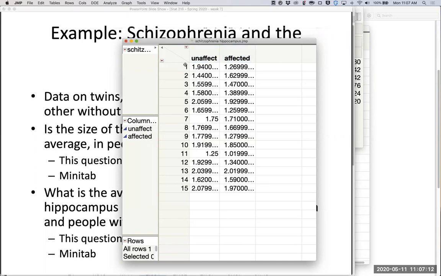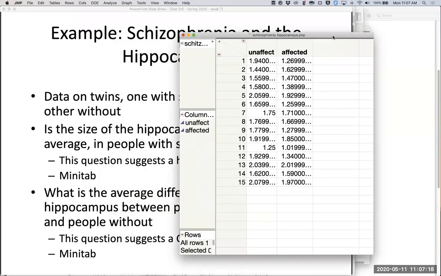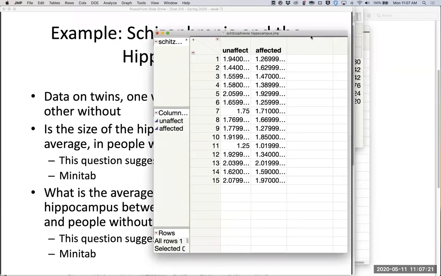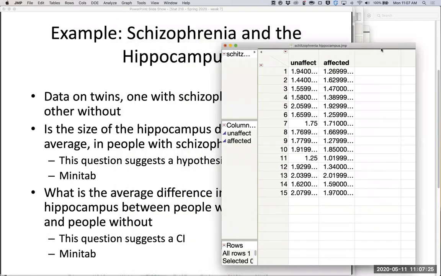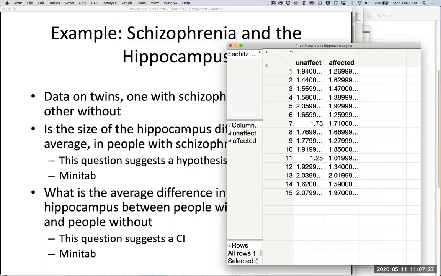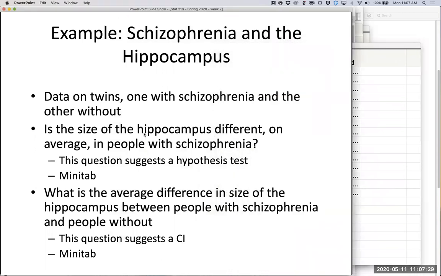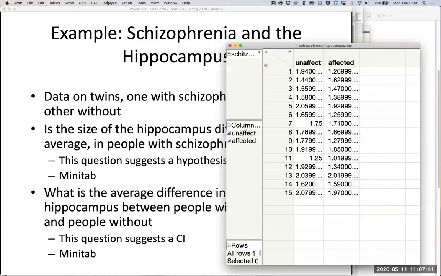I want to know how much larger or smaller the hippocampus is in the one with the disease than without, or if it was a hypothesis test question, is there a difference? So is the size of the hippocampus different? I would say a hypothesis test because I'm answering the question, is there a difference in the volume on average? Yes or no, hypothesis test. So let's go ahead and do that analysis.